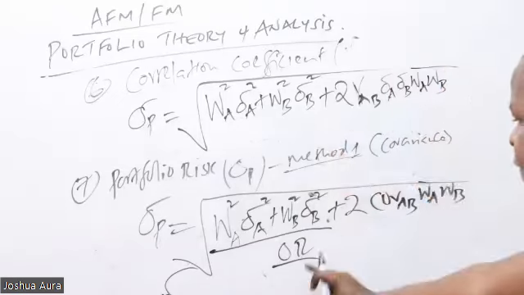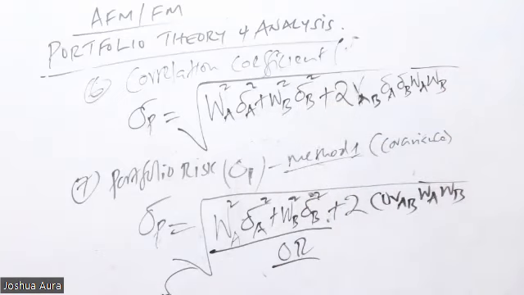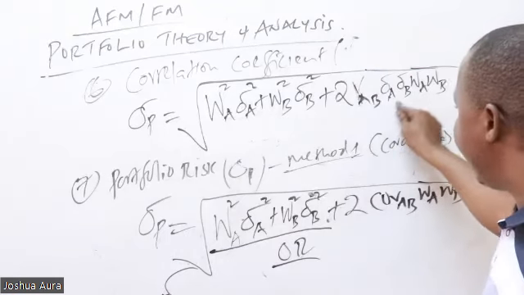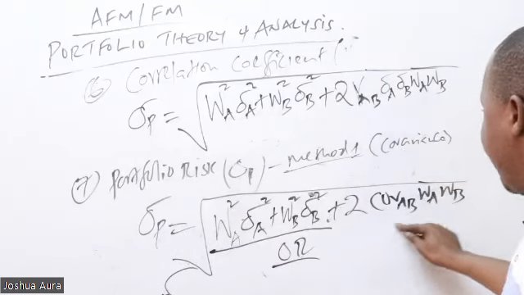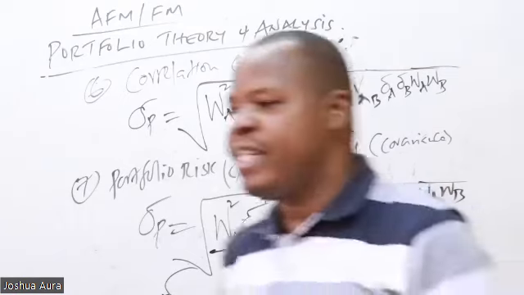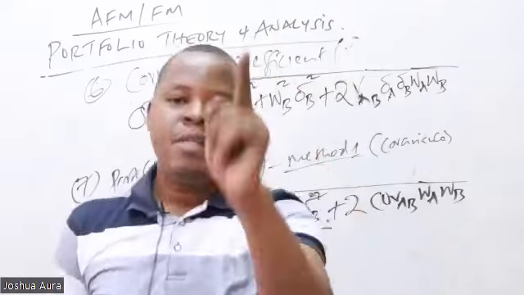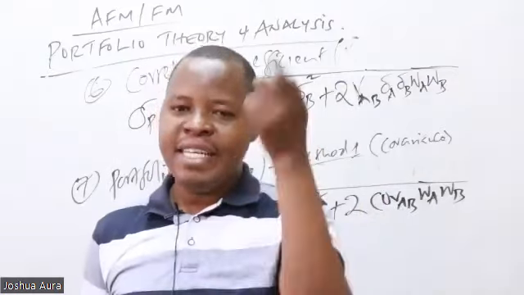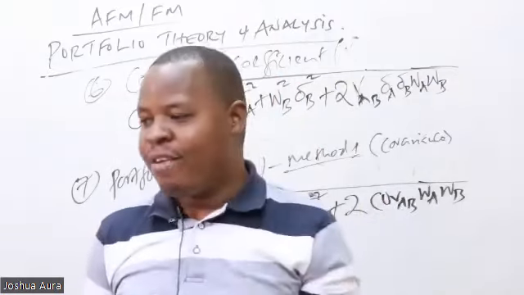Can you see the difference between these 2 formulas? Here we have included standard deviation. Here, for covariance, there is no standard deviation. It's just the weight. That is item number 7 for you to note.